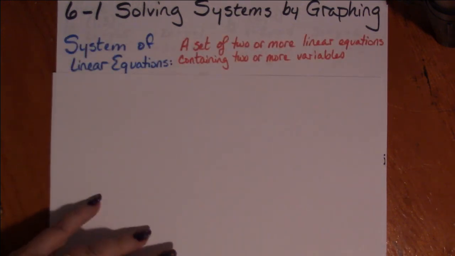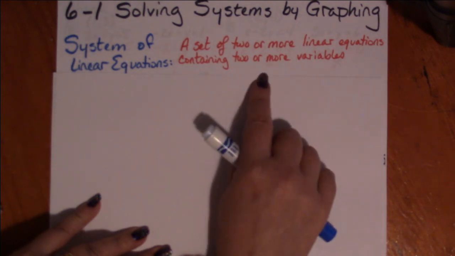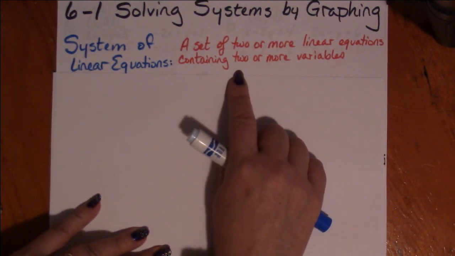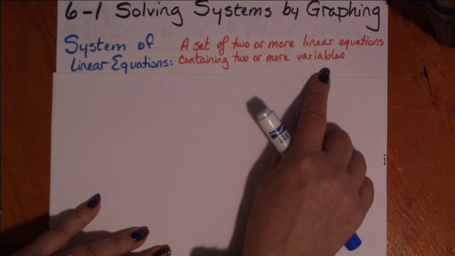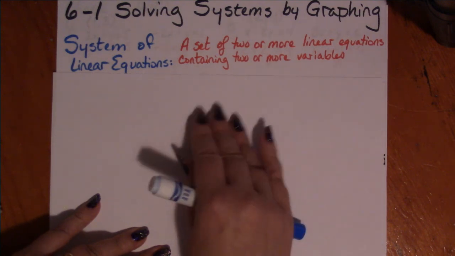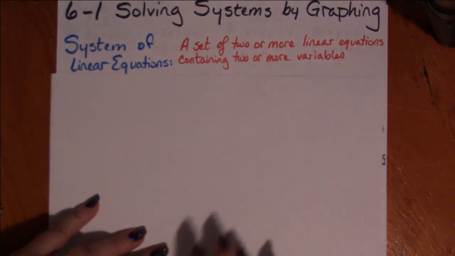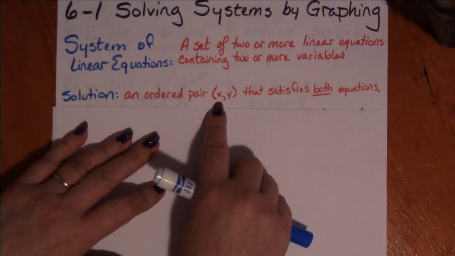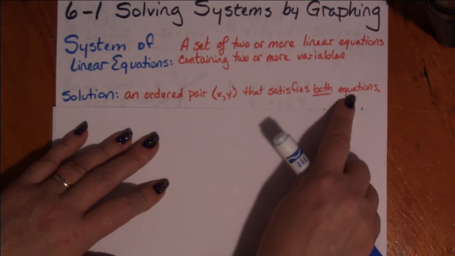Now, a system of linear equations is a set of two or more linear equations containing two or more variables. We're going to just be working with two variable equations, and most of them will have x and y in it. And when we come up with a solution, that solution will be an ordered pair that satisfies both equations.